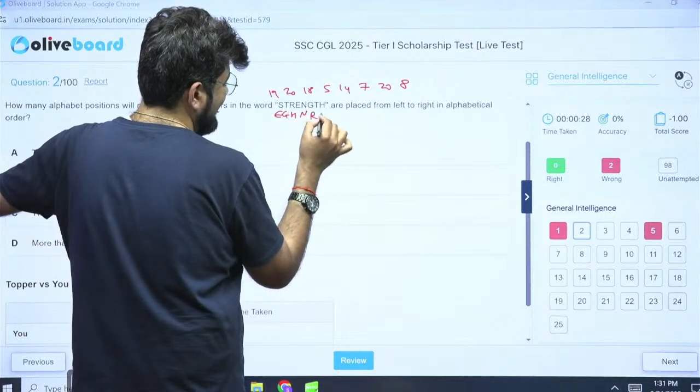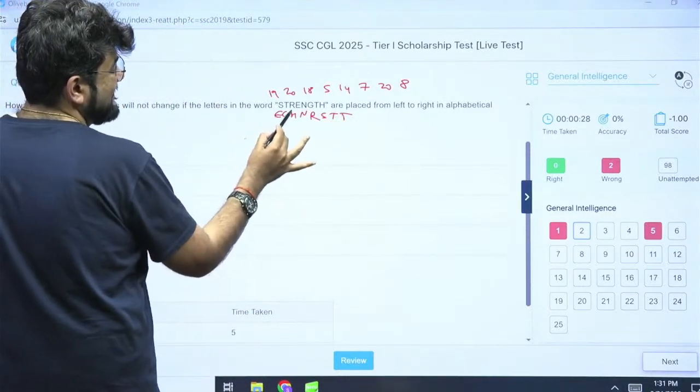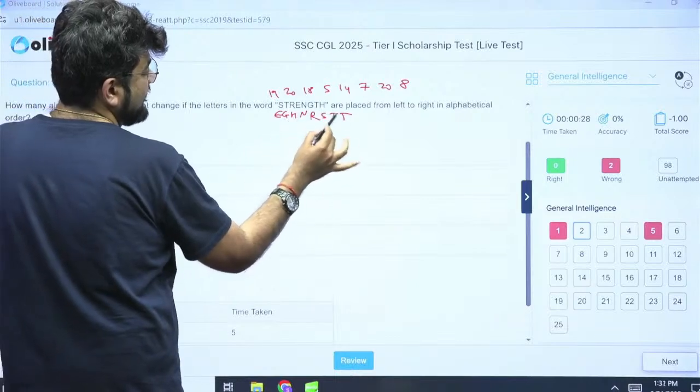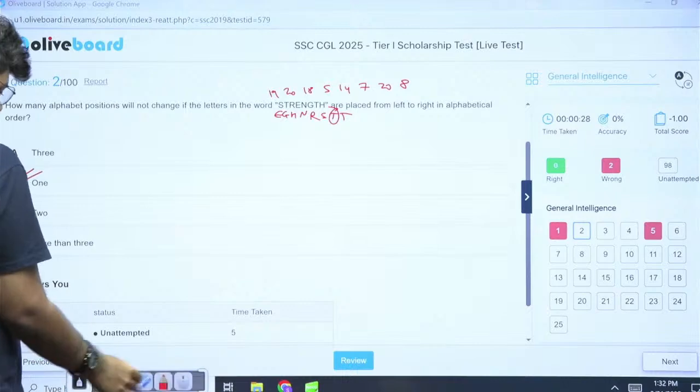E, G, H, N, R, S, T, T. Now if you observe here, S, T, R, E, N, G, T, H. So only one letter is the one which is not changing position. So option B is the correct answer.